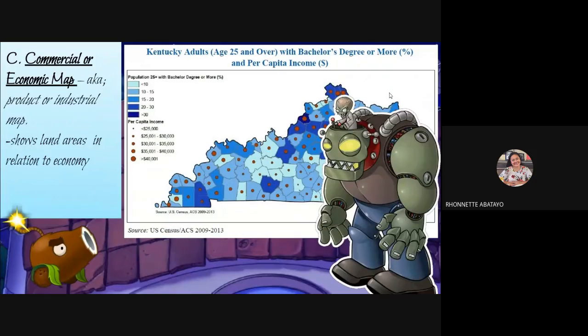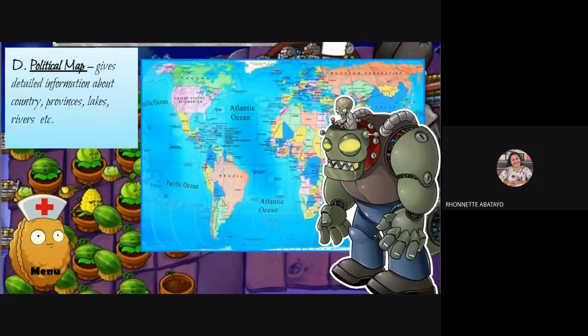Next, commercial maps. These are used by the businesses or those who are having some projection on product or industry. They show the land areas and the relationship to the economy. Which particular area has more structures, infrastructures, or companies, they would benchmark on those places. Political map, on the other hand, gives detailed information about the roads, the towns, the highways, the oceans, the rivers, the lakes, and so on.